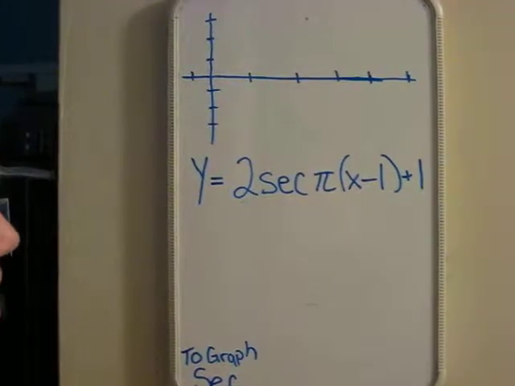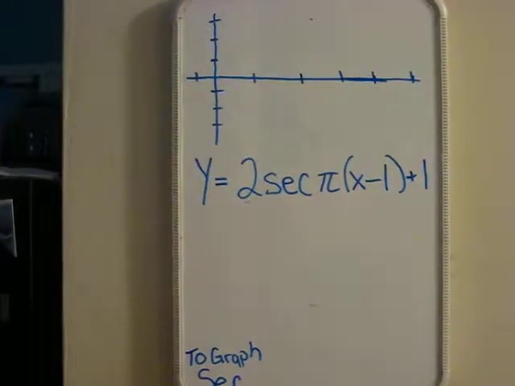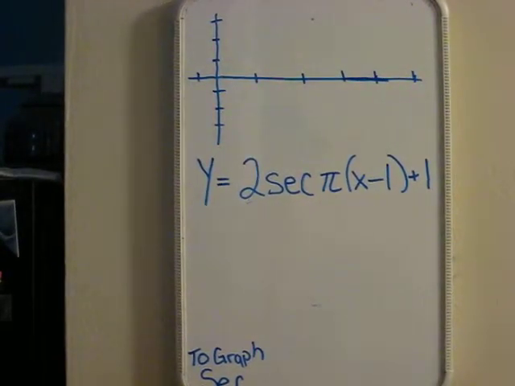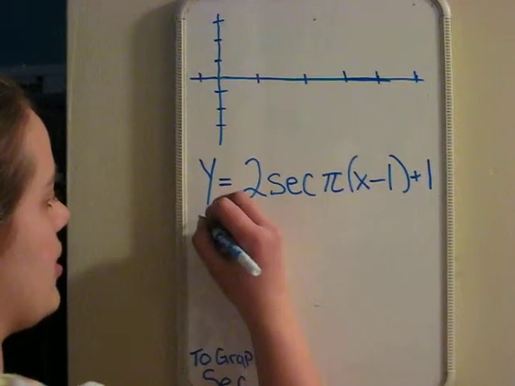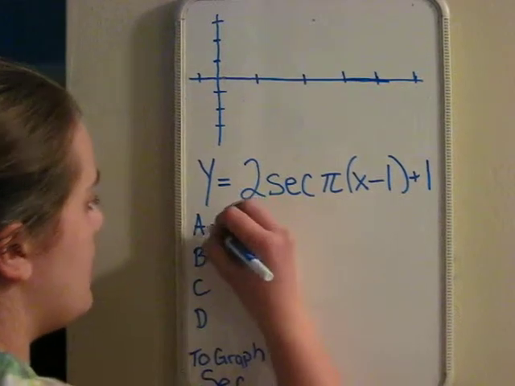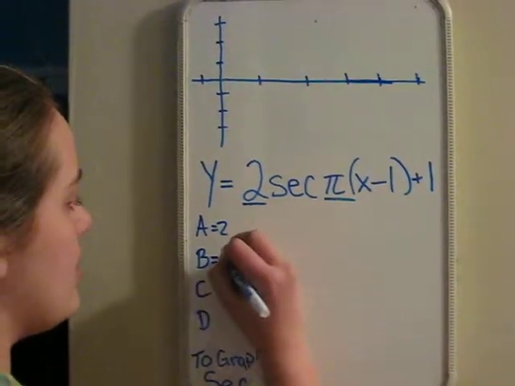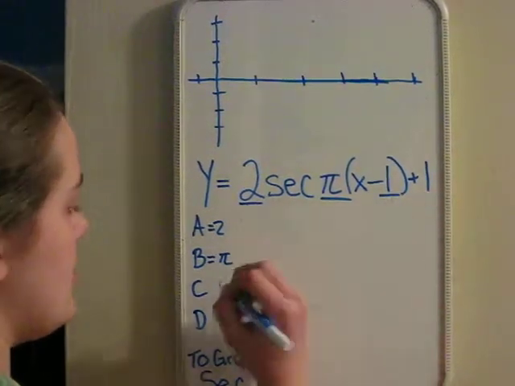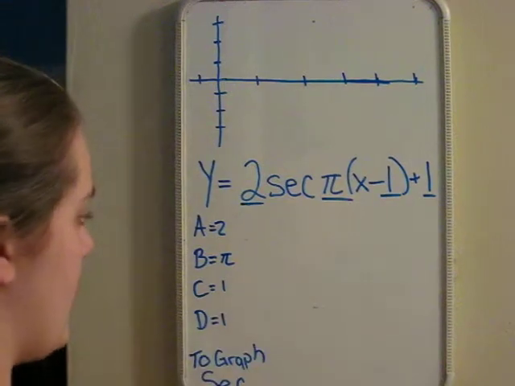Okay, so this time we're going to graph a secant function. The process is very, very similar, except the reciprocal this time is going to be cosine instead of sine. So first we're going to look for our A, B, C, and D. A is 2, B is pi, C is 1, and D is also 1.